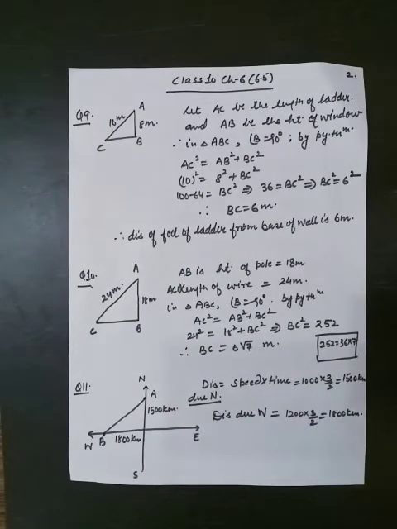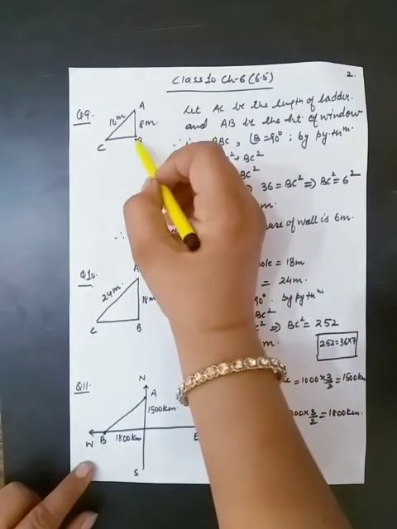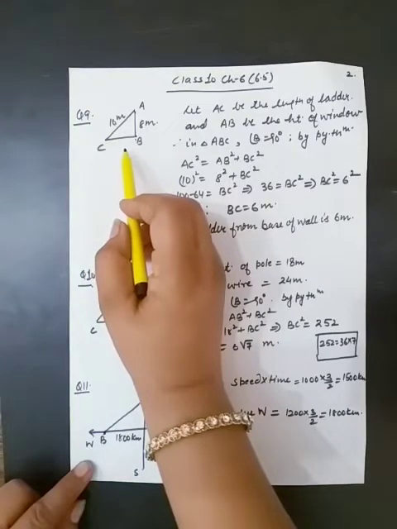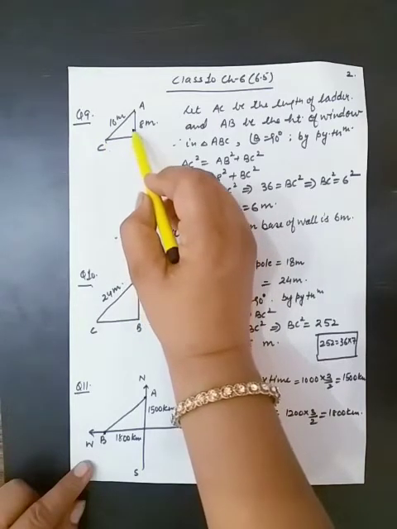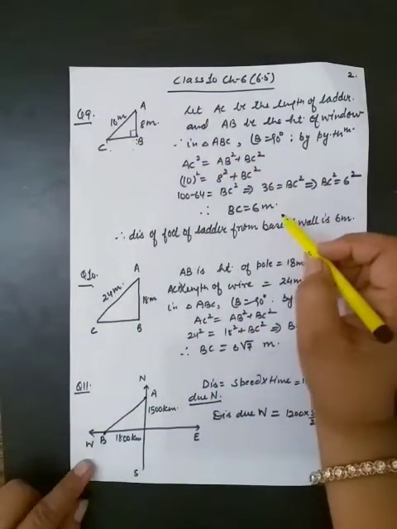Now in your exercise question number 9, 10, 11 and 12, all these 4 questions are based on Pythagoras theorem and you can do these questions very easily. In question number 9, a ladder 10 meter long reaches a window 8 meter above the ground. Here AC is the length of ladder and AB is the height of window. And we have to find the distance of the foot of ladder from the base of the wall. So this is the base of wall and this is foot of ladder. It means we have to find BC from triangle ABC. By applying Pythagoras theorem, you can find its value very easily.